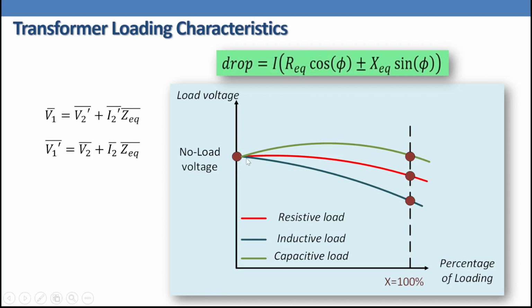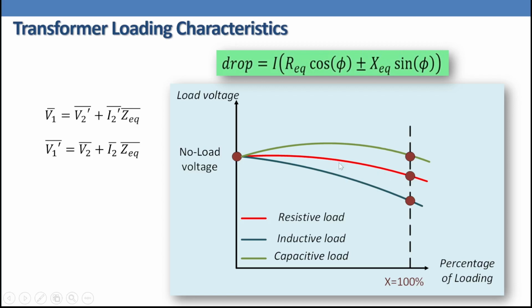As you increase the loading up to 100%, you get a voltage regulation at this point, where the voltage at this point minus the voltage at this point over the voltage at this point gives you the voltage regulation, which is V1 minus V2 dash over V2 dash multiplied by 100, or the drop over V2 dash multiplied by 100, if referred to the primary. If referred to the secondary, it will be the drop over V2.